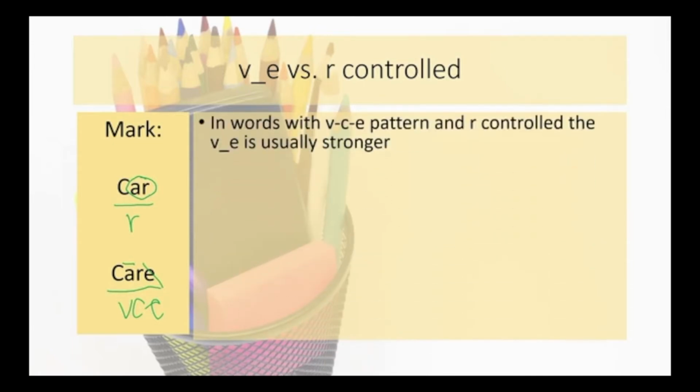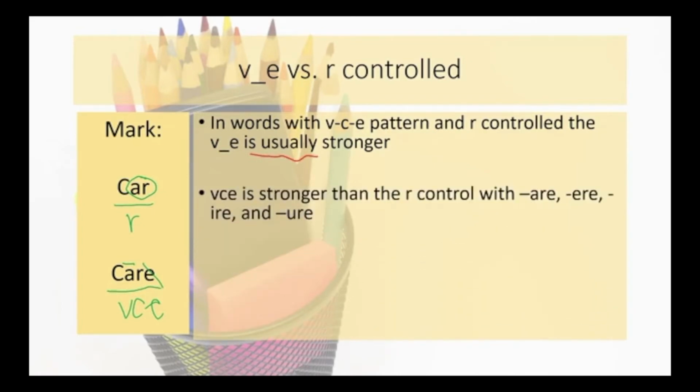The reason that this is important is that in words with a VCE pattern and R controlled, the VCE is usually stronger. Not always, but usually. VCE is stronger than the R controlled with ARE, ERE, IRE, and URE. Notice that ORE is not on this list. It's what we're going to talk about next. So in words that have ARE, ERE, IRE, and URE, we are going to make sure that the VCE is what's heard in those words.